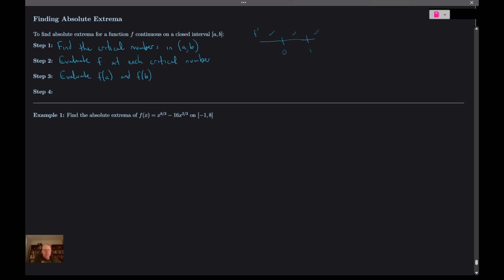So then the largest value from steps 2 and 3 is the absolute max on this closed interval a to b. And then likewise, the smallest value is the absolute min.